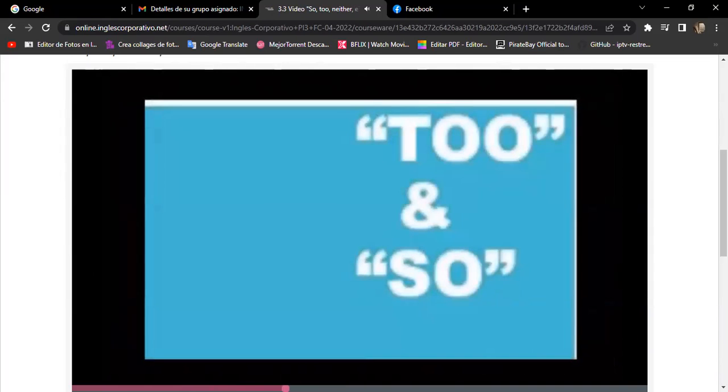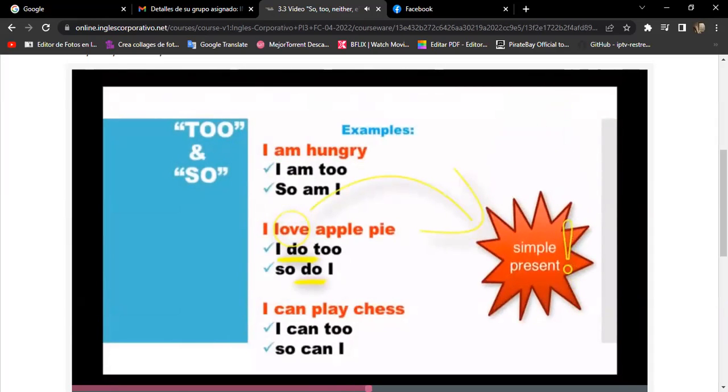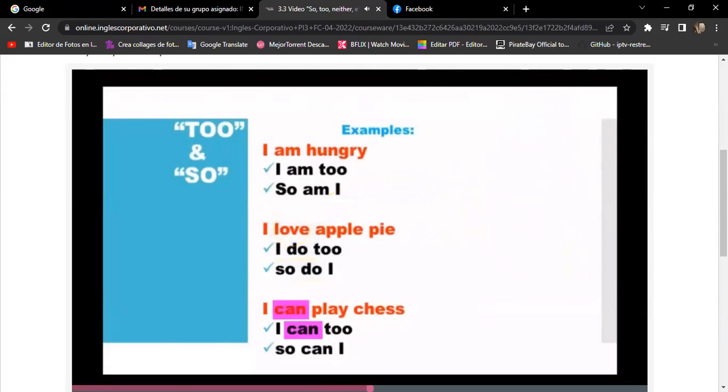The use of too and so to agree with something being said to us. In English, we can use too or so in short answers to show we agree with something or someone. Notice we use the auxiliary verb of the statement being said to us. For example, I am hungry. I am too. So am I. I love apple pie. I do too. So do I. I can play chess. I can too. So can I.